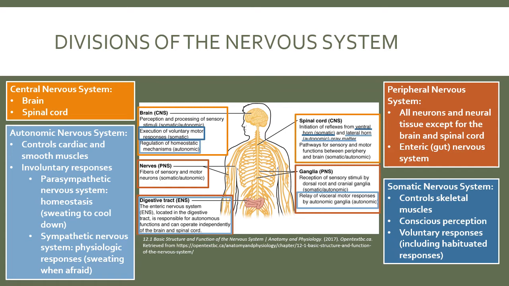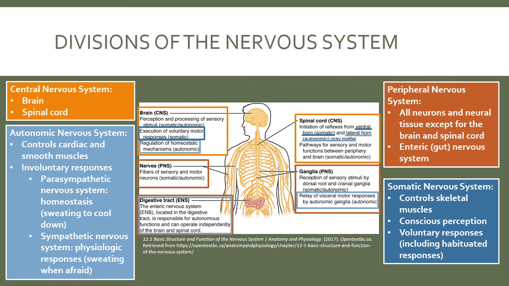The autonomic nervous system controls your cardiac and smooth muscles, so those are the muscles that you cannot control voluntarily. The autonomic nervous system also controls involuntary responses and has two subdivisions, the parasympathetic and sympathetic nervous system. The parasympathetic nervous system is involved in regulating the functions of homeostasis, the things that keep you running that you don't want to think about. So the way that your liver functions during times of rest, regular routine function, as opposed to the sympathetic nervous system, which is more physiologic response, fight or flight.